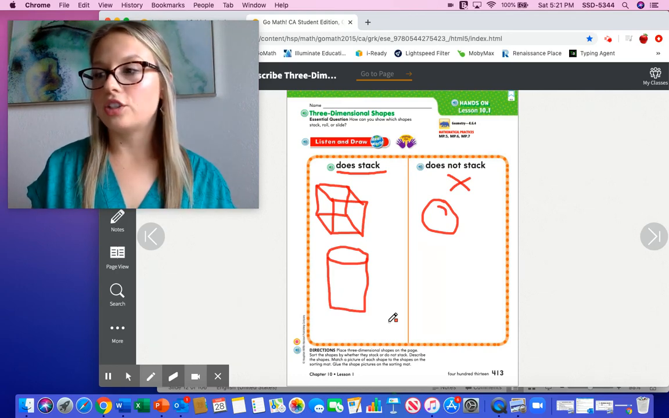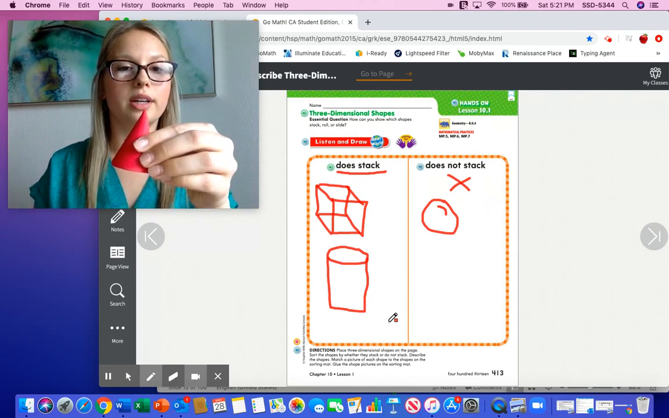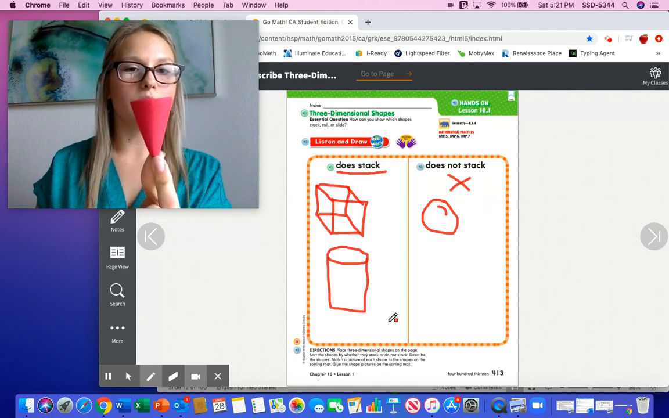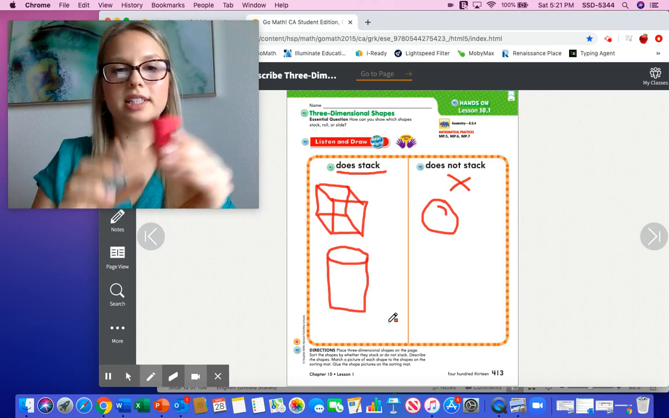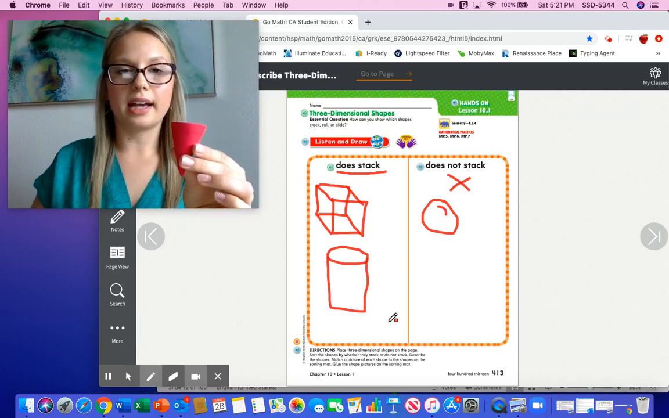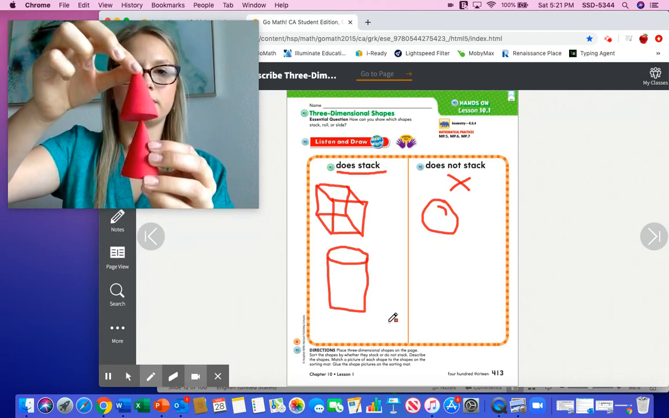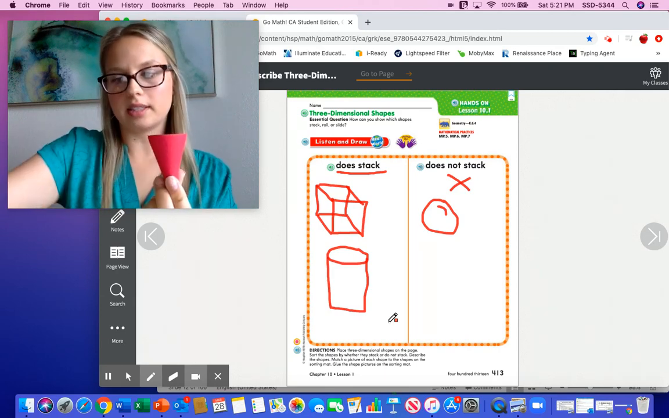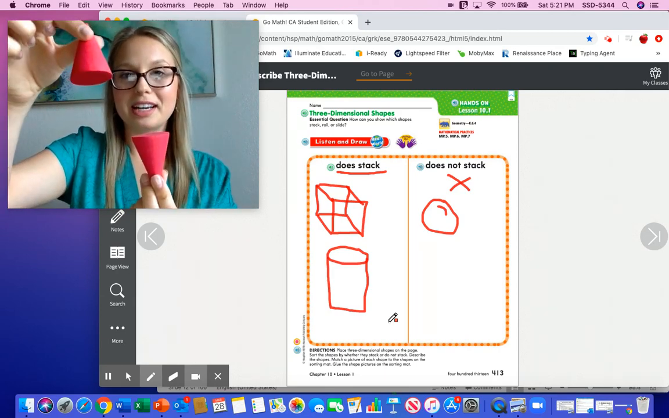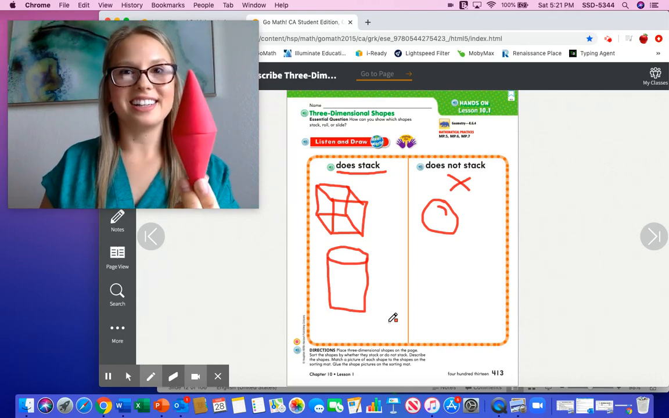All right, last shape we're going to see is a cone. Kind of looks like an ice cream cone if I put a big scoop of ice cream on top. We're going to see if this does stack. So I'm going to take another cone. Doesn't work. What if I turn it this way? Let's see. Do you think it's going to stack? Let's see. It does. It does stack.